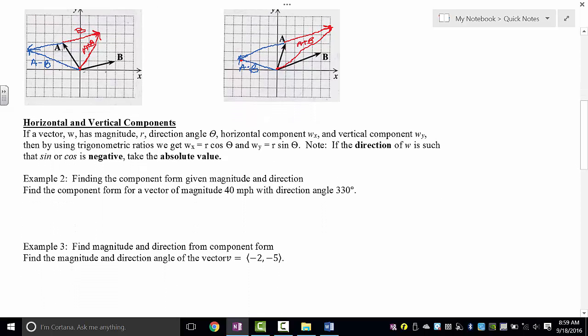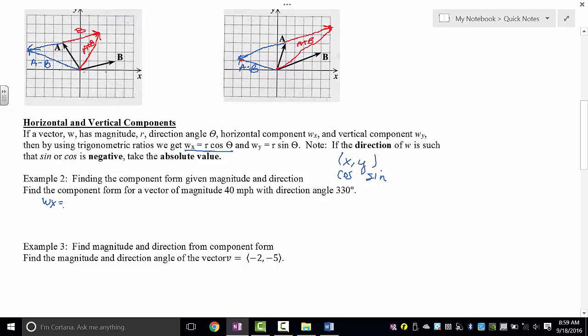Vectors have vertical and horizontal components. When we say vertical and horizontal components, it's just the x and the y value. To find those, we know from the unit circle with our coordinates that the x represents the cosine and the y represents the sine. So we actually have formulas to find the x component. We have the magnitude, which is r, times the cosine of your directed angle.